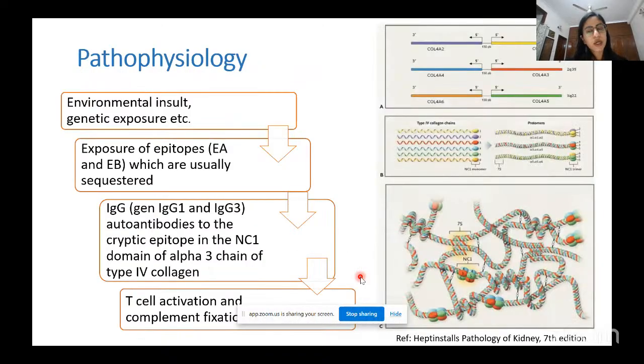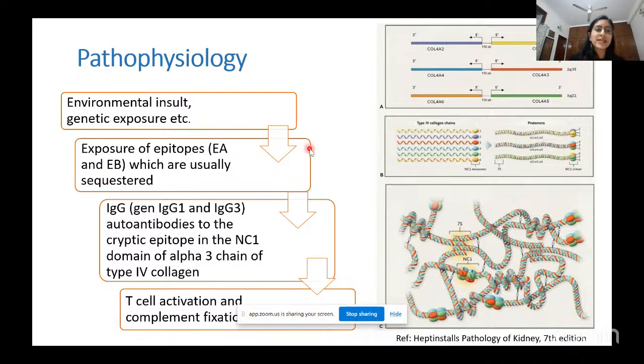It could be medications, environmental factors like hydrocarbon use or cigarette smoking, or genetic factors. So, what is the pathophysiology of this disease? Type 4 collagen is made up of 6 alpha chains. Out of that, alpha 3, alpha 4, and alpha 5 form a protomer, and this is responsible for the stability of the glomerular basement membrane in the kidney. And the same protomer is also present in the alveolar basement membrane.